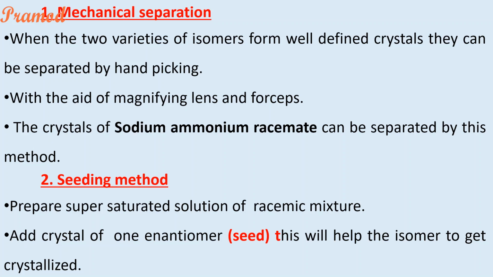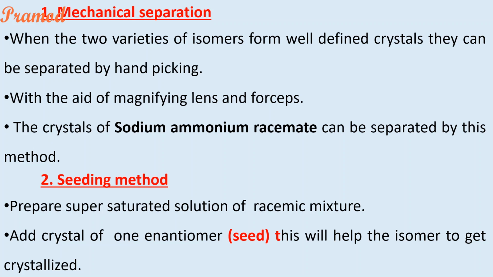That will initiate your seeding. It will group the similar enantiomer around it, and that will help to recrystallize out that particular enantiomer. So that enantiomer will come out from the racemic mixture in a pure form. This is known as the seeding method, where you put one pure enantiomer into the supersaturated mixture, which will recrystallize one enantiomer from the racemic mixture. That is your seeding method.